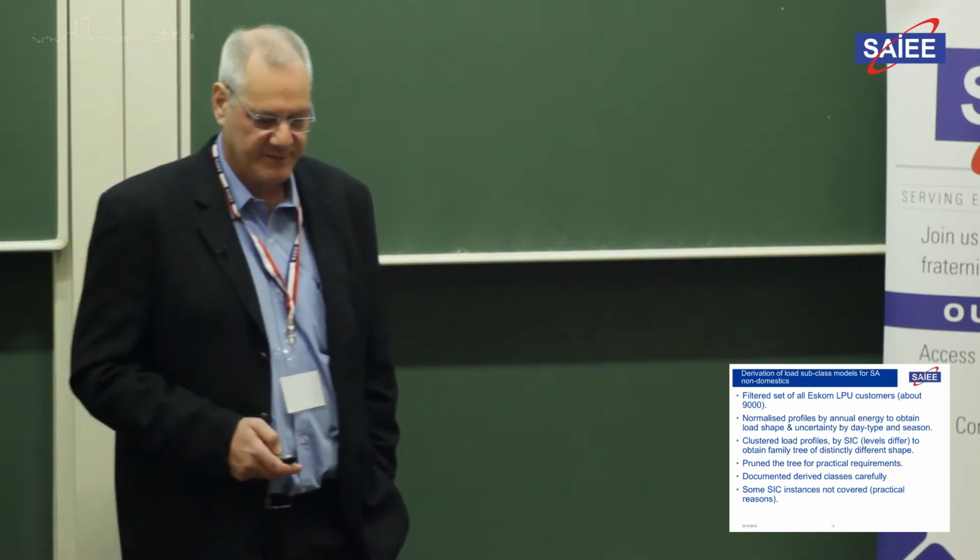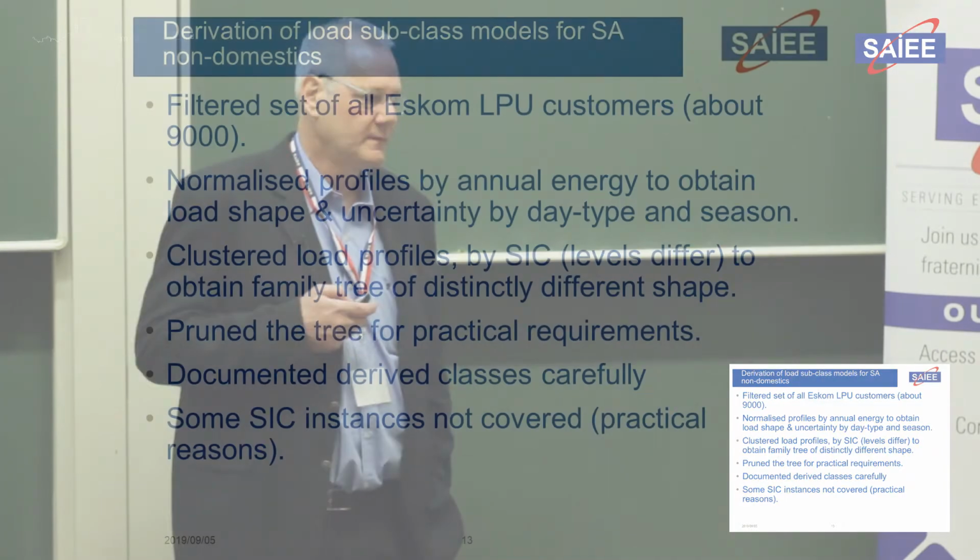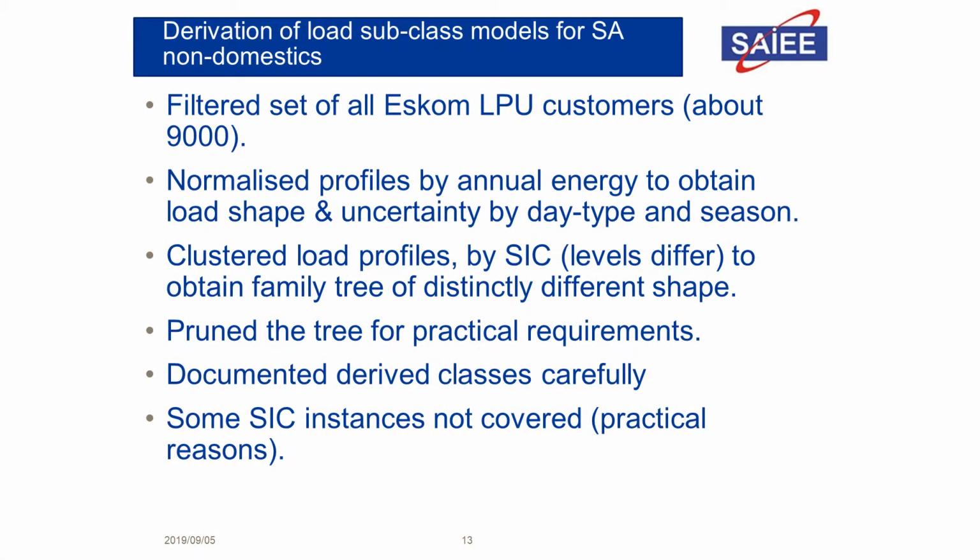I'm going to flip through this a bit quicker now. But we filtered. We started with a set of about 9,000 to 15,000 customers and whittled it down. We ended up with about 9,000 customers in a particular year. We normalized the load classes, the profiles of those customers. And so we had a set of 9,000 customers, which are normalized with energy. And we then did some shape clustering on them.